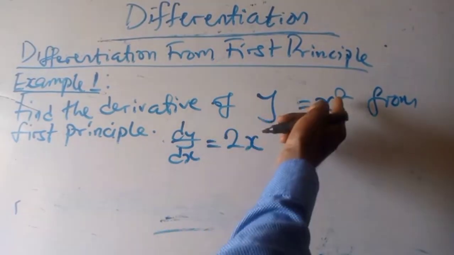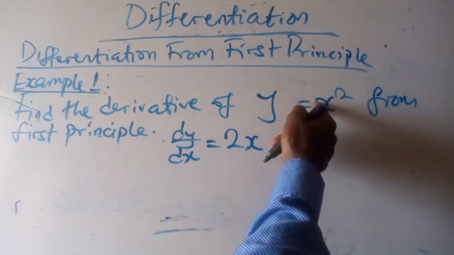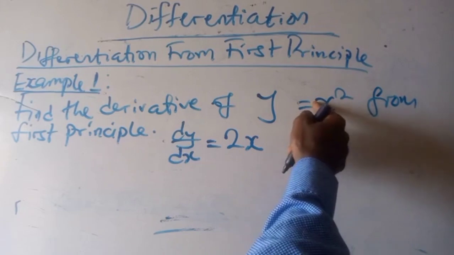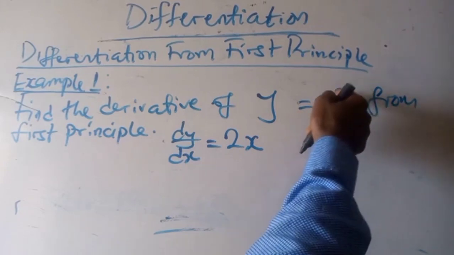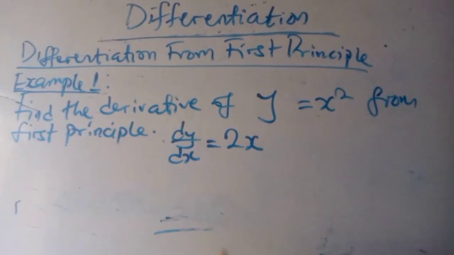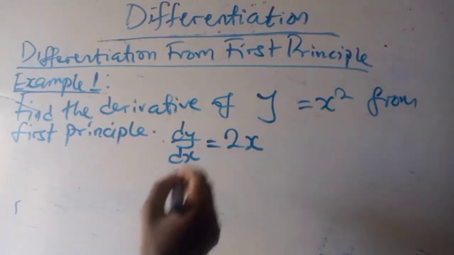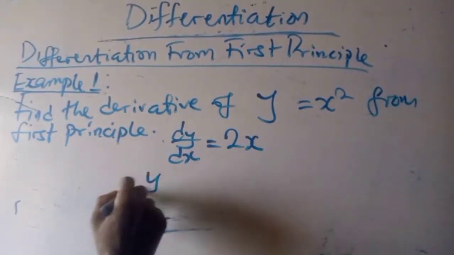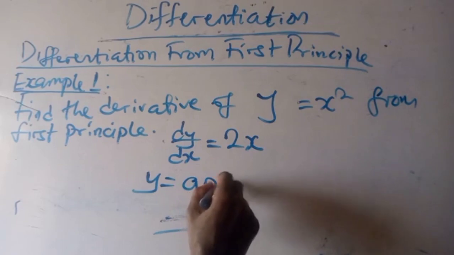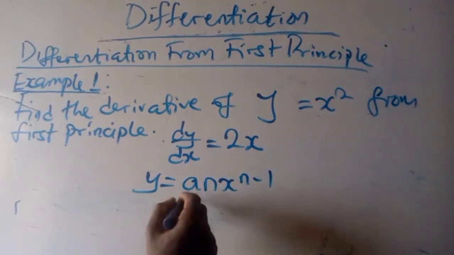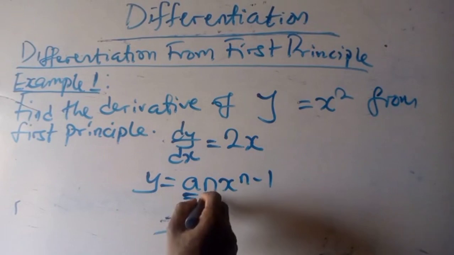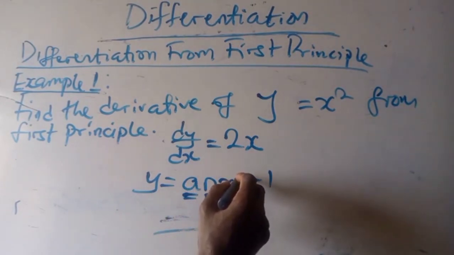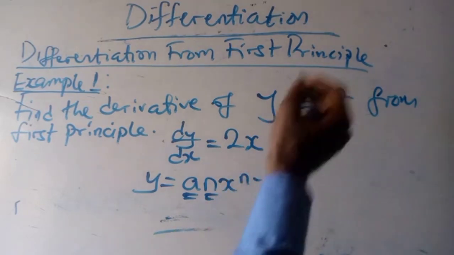How? There is a coefficient of x which is 1. 2 multiplied by 1 is 2, to give us 2x raised to power 2 minus 1, and 2 minus 1 is 1. So our answer is 2x. Let me bring back to our notice, the general formula is a n x to the power n minus 1. So our a stands for the coefficient, n for the power, multiplied by x raised to power n minus 1.